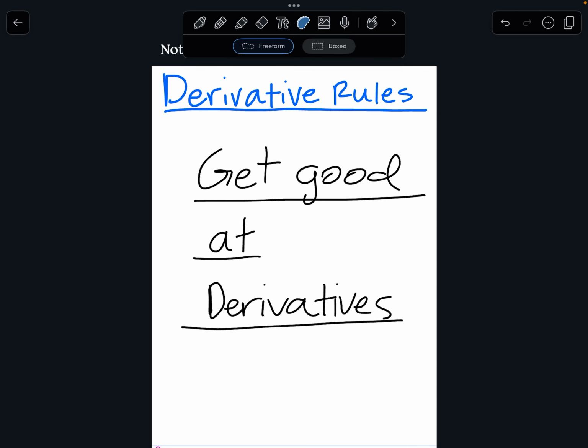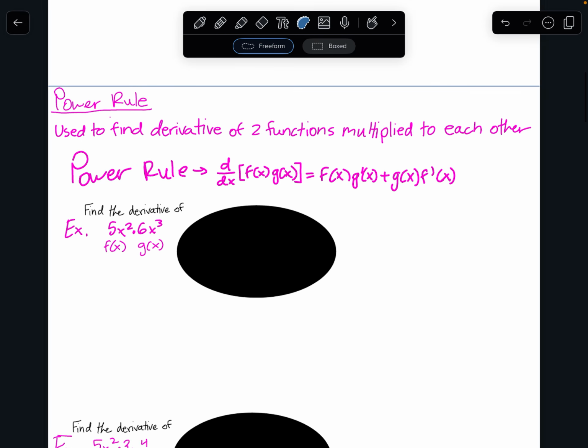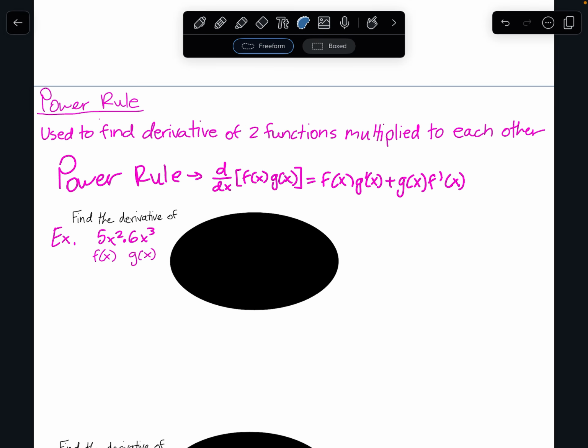Alright, take 4. Here we have derivative rules. And if you are anything like me, you are not very good at these. So let's get good at some derivatives. Starting with power rule. Power rule is used to find derivatives of two functions multiplied to each other.